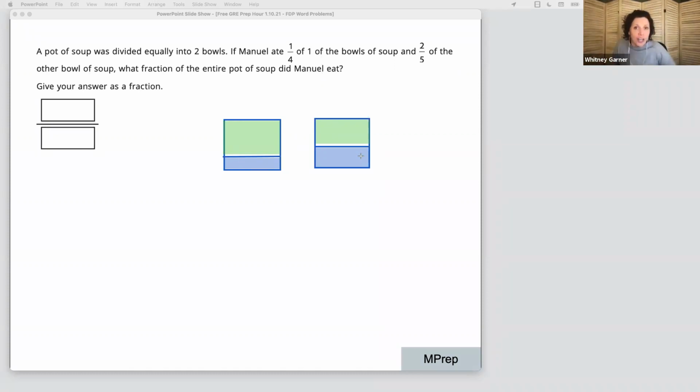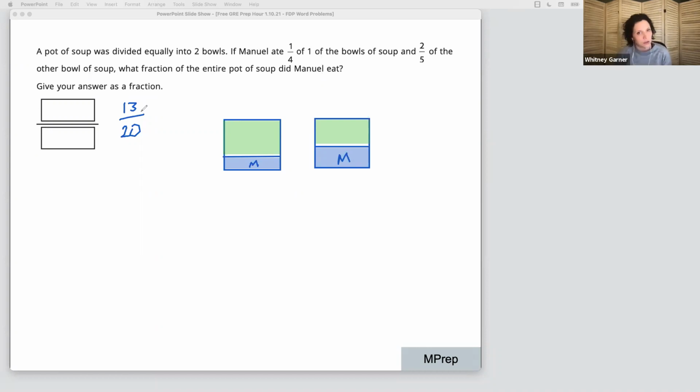And so I got a ton, and I mean the vast majority of answers came in as 13/20. But what do we know about Manuel? Is he eating half of the bowl of soup or half of the pot of soup? No, right? Manuel's down here eating these slim bits of blue. He's not eating half the pot of soup, which means 13/20 is over half. That's almost 3/4 of a pot of soup.